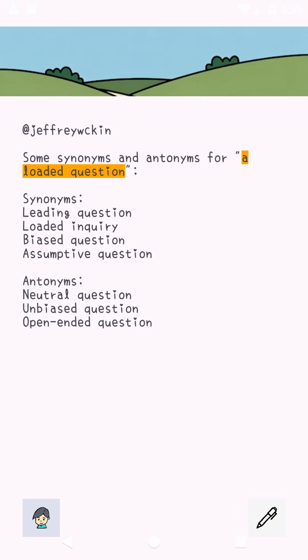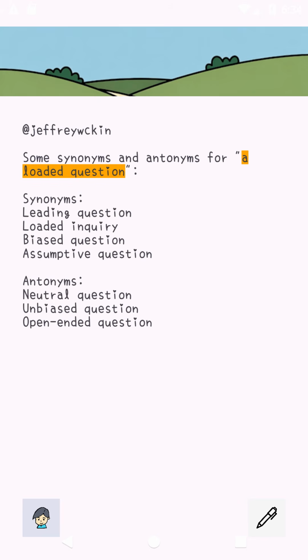To deepen our understanding, let's discover some synonyms for a loaded question. Leading question, a question that suggests a particular answer. Loaded inquiry, a question with hidden assumptions. Biased question, a question that shows unfair preference. Assumptive question, a question that takes something for granted as true.